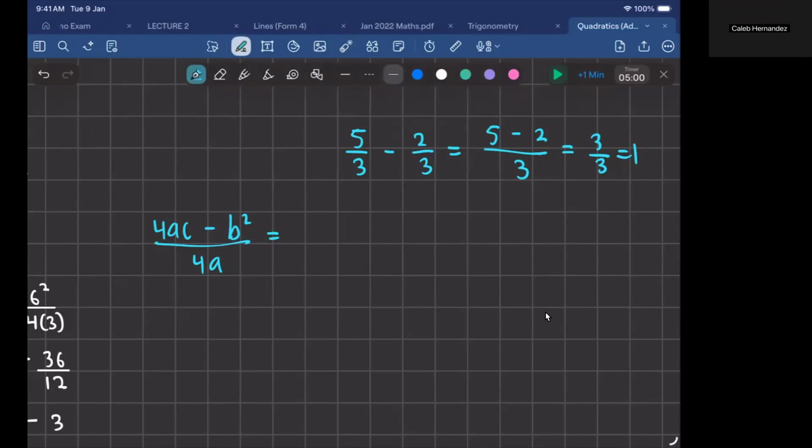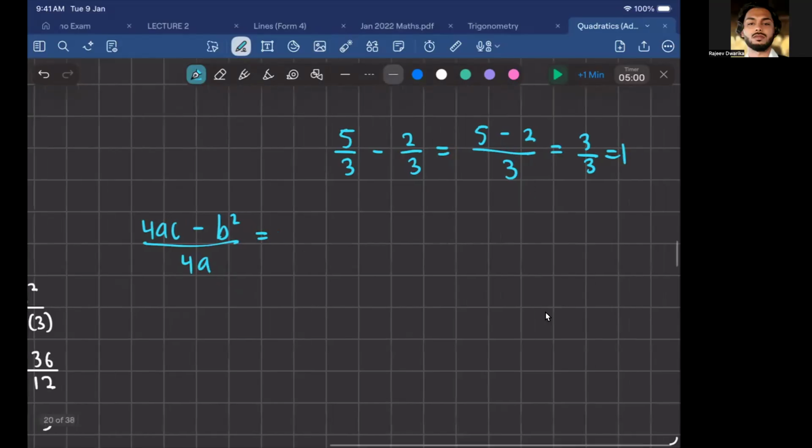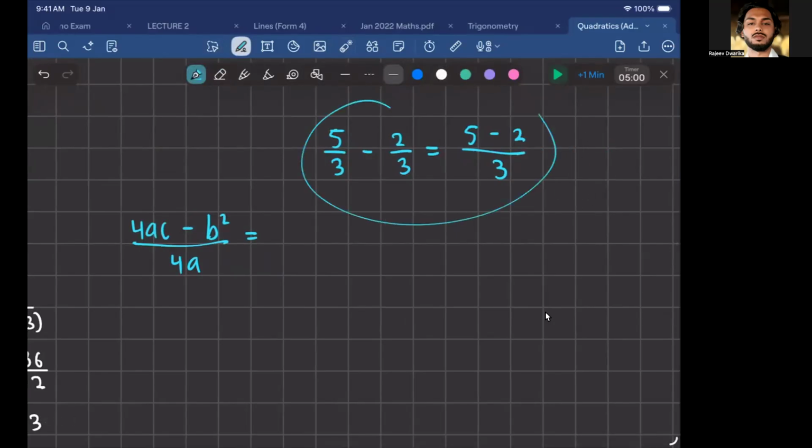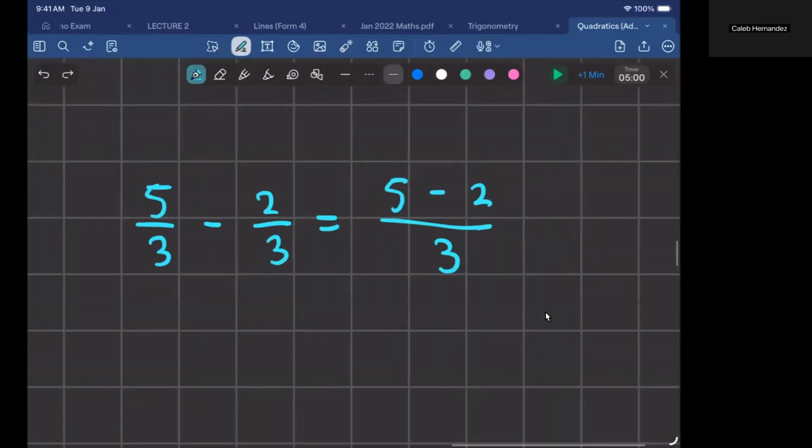Well, you know how to do it. Trust me, you know how to do it. Let's look at this example we had earlier. To understand this, 5 over 3 minus 2 over 3, that is 5 minus 2 over 3. Do you understand that?